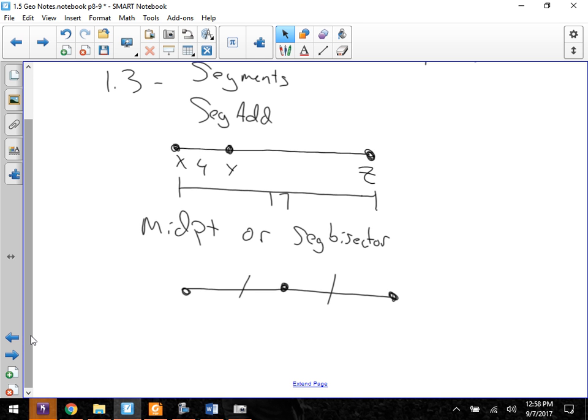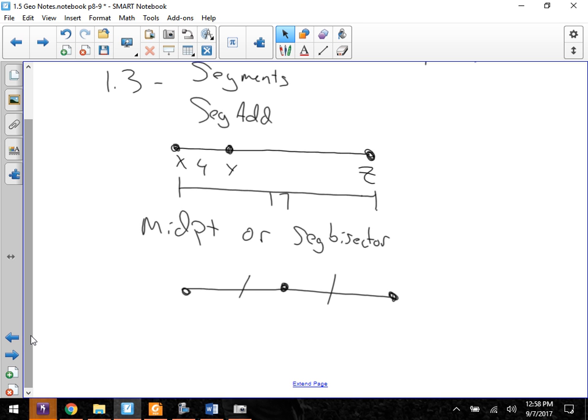If I look at number 1 on there about 1 point, it says points H, I, and G are collinear. Well, collinear means they have to be on the same line. So you look at the diagram. Are those points on the same line? Yes. There's your answer.